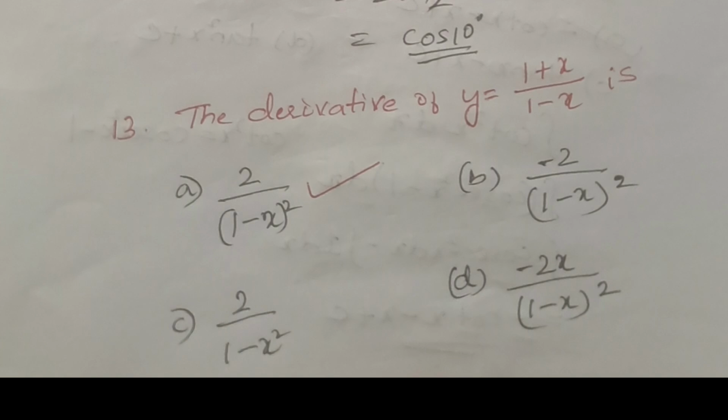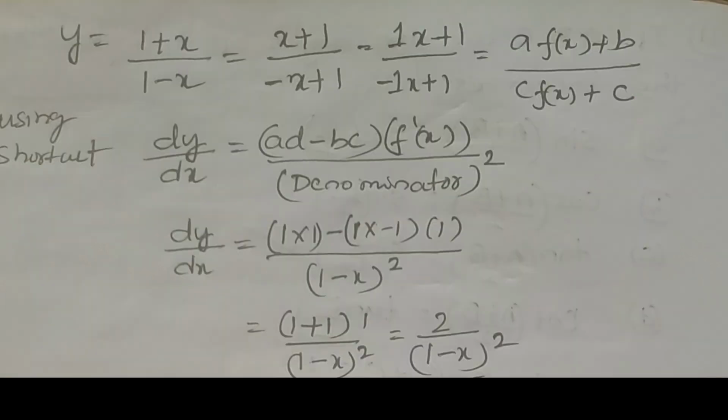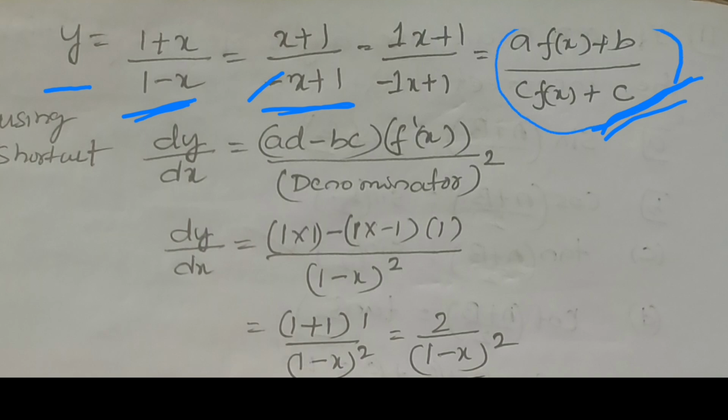Next question: the derivative of y is equal to (1 plus x) divided by (1 minus x). The answer is option A, 2 divided by (1 minus x) square. How you get it, we'll see in the video. If you solve this type of problem, you should know some shortcuts. They have given y is equal to (1 plus x) divided by (1 minus x). Here they gave 1 first, then x, but we are considering x plus 1, so we have taken the reversal, minus x plus 1. We have used this formula. This is the shortcut, you just note it down.